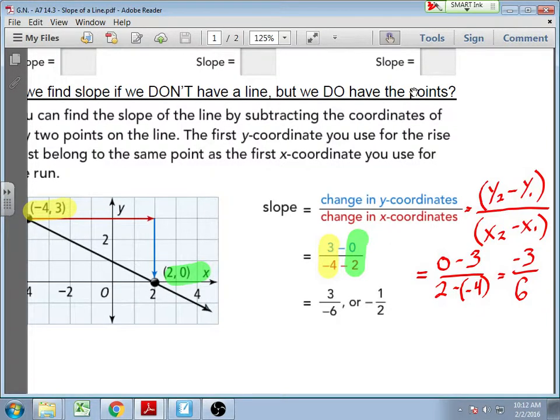Does this make sense that the order is exchangeable, but you gotta make sure you keep your points together? Because the biggest mistake will be somebody will come in and they'll try to say, okay, 3 minus 2 and -4 minus, like they get things all jumbled up. I like to start by just taking a point and stack it vertically. Use the x and use the y, then minus away the other point stacked vertically.